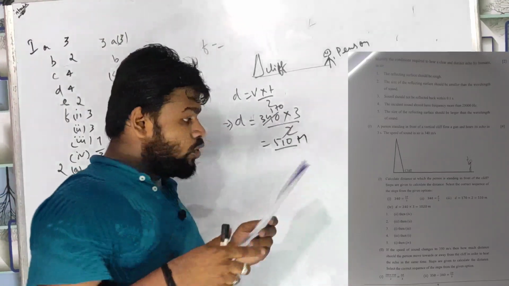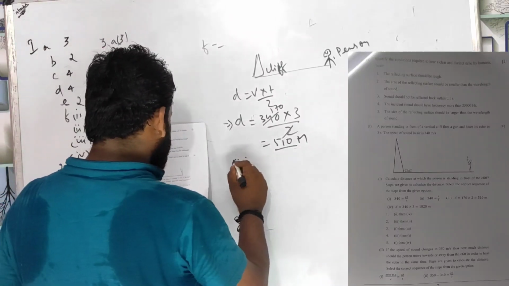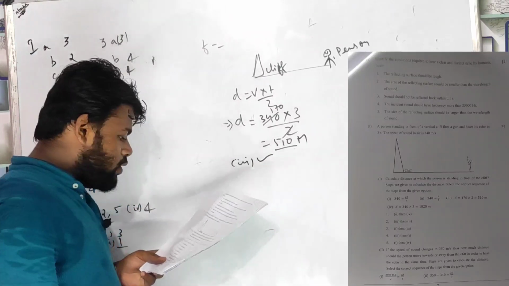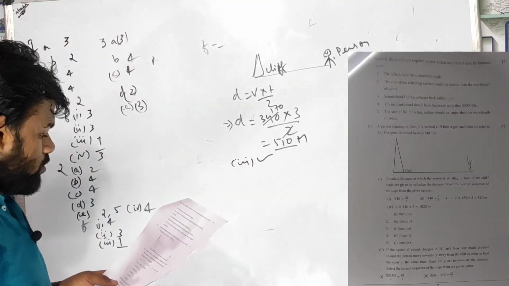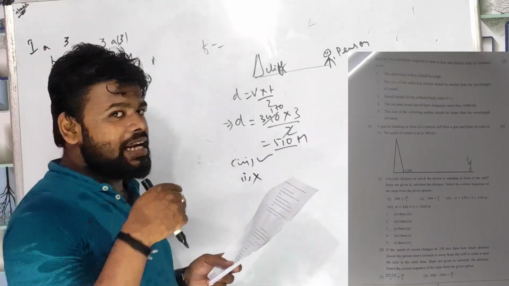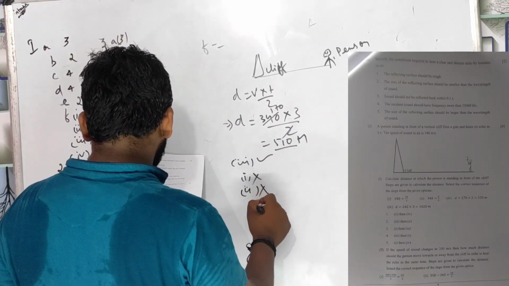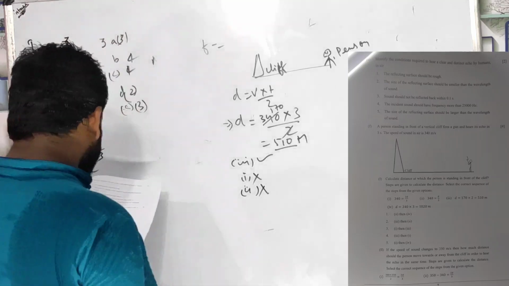Look at the options: option 3 will be correct. Try the elimination method. Option 1 is incorrect, option 2 is incorrect, and option 4 is incorrect.